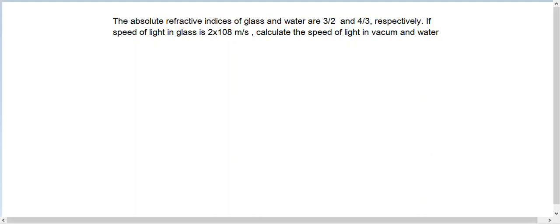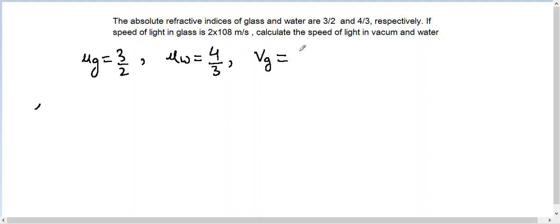Alright, so here in this question we are given three things. First is the refractive index of glass, that is mu g, that is 3 by 2. Then we are given refractive index of water, which is 4 by 3, and also the speed of light in glass, which is given as 2 into 10 raised to the power 8 meter per second.